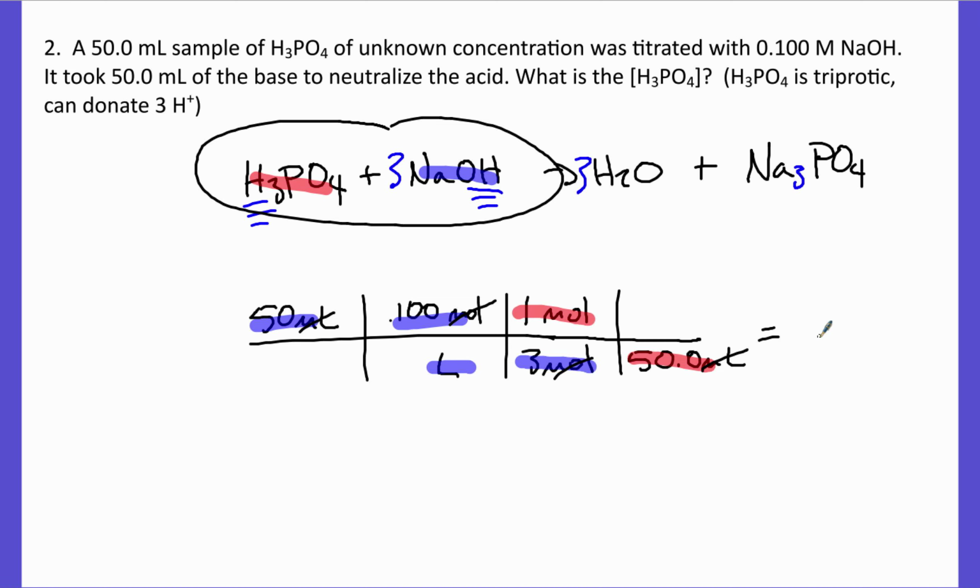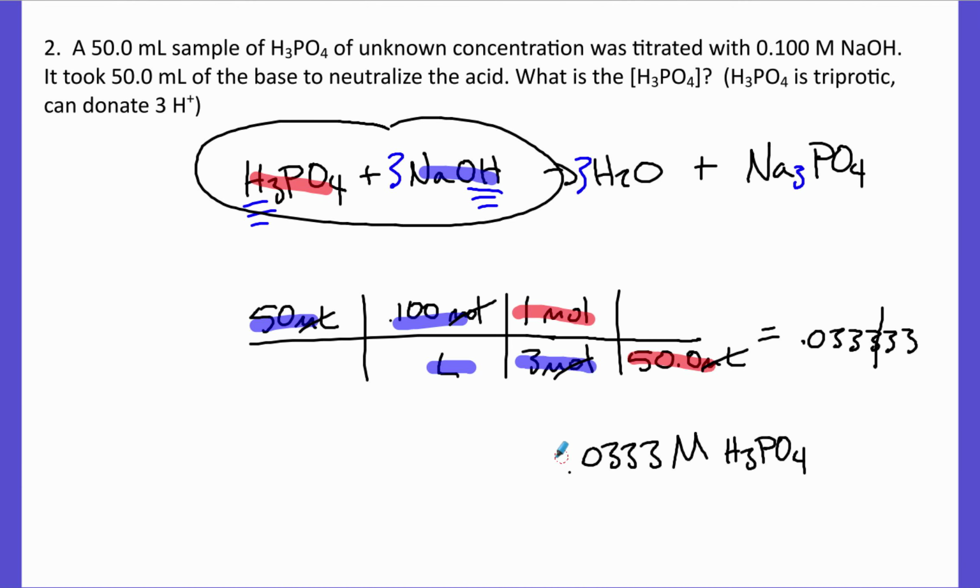And in this case, if I plug it into my calculator, I'm pretty sure I'm going to get a 0.033333 repeating, right? I should have 3 sig figs because all the numbers did. So I'll round that appropriately. And I know that I have a 0.0333 molar concentration of my acid, that H3PO4.